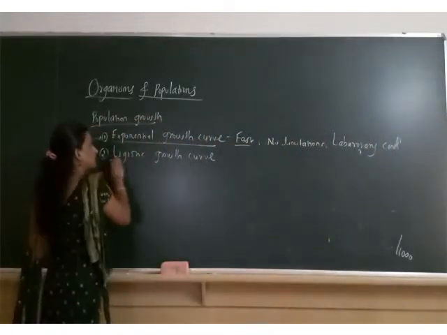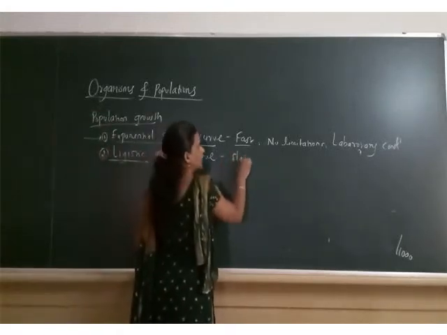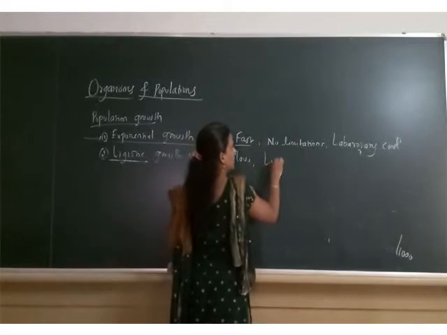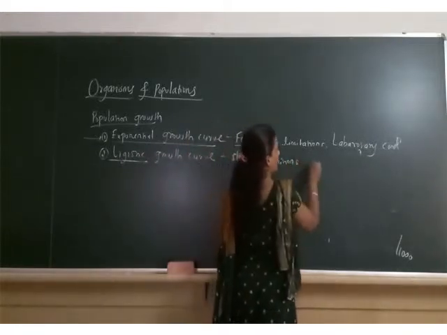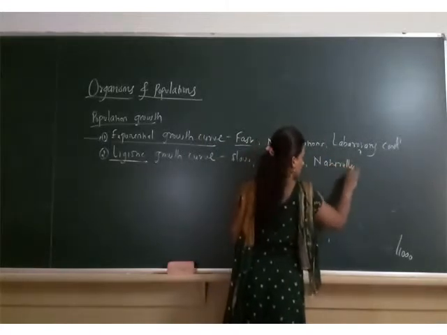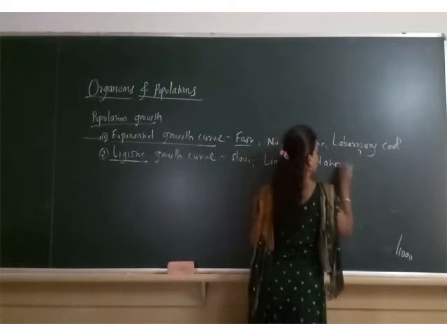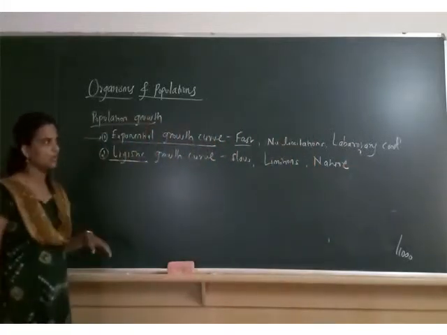And the second one, the logistic growth curve, is a little bit slow. Here there are limitations of growth factors, and it takes place naturally. In nature this will happen. So it is a logistic growth curve.